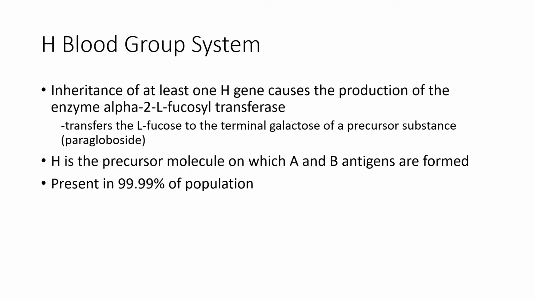Inheritance of at least one capital H gene causes the production of the enzyme alpha-2 L-fucosyltransferase, which will transfer an L-fucose to the terminal galactose of a precursor substance or paragloboside. The H antigen is the precursor molecule on which A and B antigens are formed. More than 99.99% of the population has this antigen.